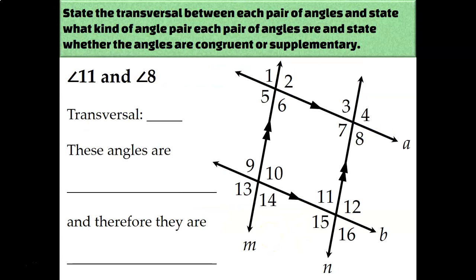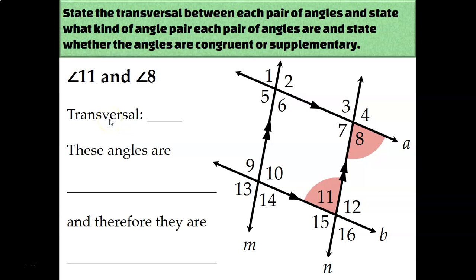So let's do some practicing. We've got a pretty crazy looking diagram here, lots of numbers and lines and everything all over the place. I'm going to give you a pair of angles each time, and we are going to identify which line is the transversal, and what kind of angles they are, whether they're alternate exterior or consecutive interior or corresponding or whatever, and then we'll say if they are congruent or they are supplementary. So let's begin with angle 11 and angle 8. Angle 11 and angle 8 are these two.